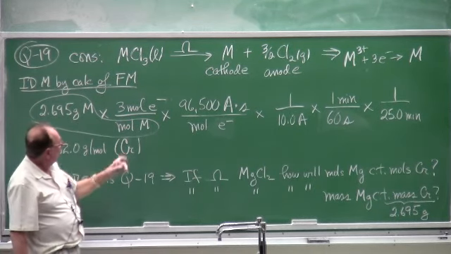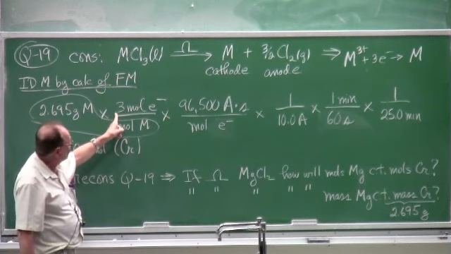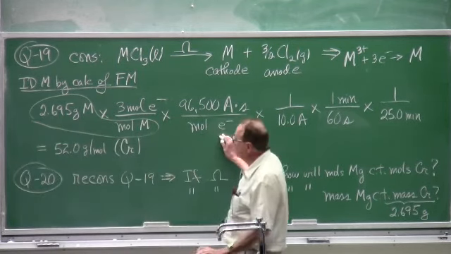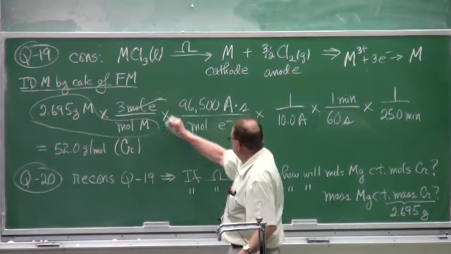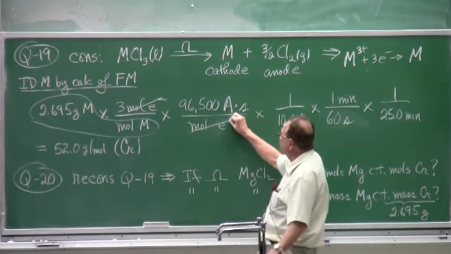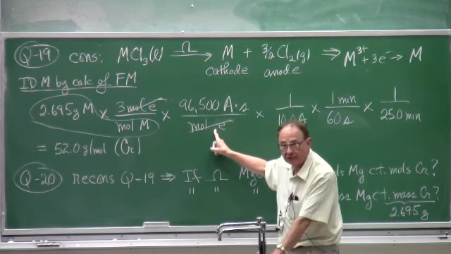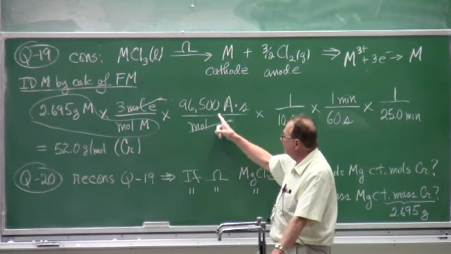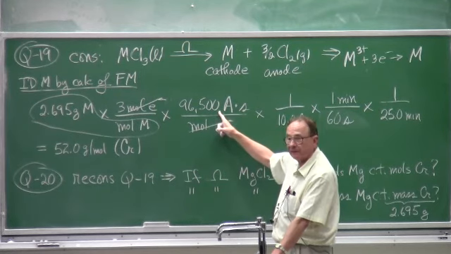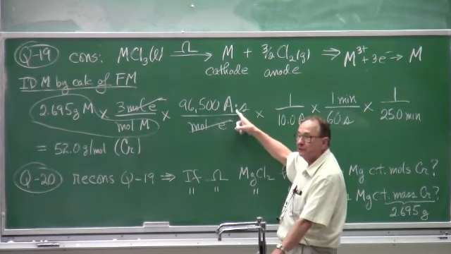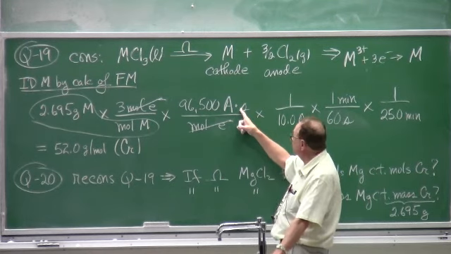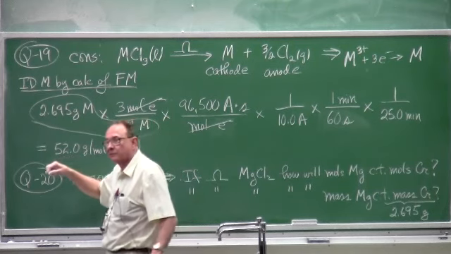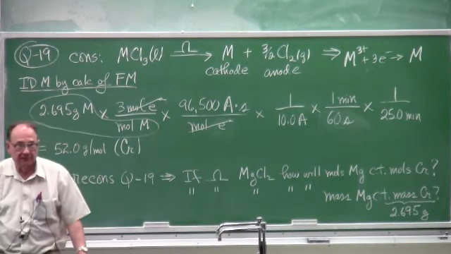Well, how can I, unit-wise, remove moles of electricity? I multiply by the Faraday's constant, 96,500 amp seconds per mole of electricity. So moles of electricity disappear. Now when I look at the Faraday's constant, the part that remains unit-wise is amps in the numerator and time in seconds in the numerator. The current used to run this electrolysis was 10.0 amps.